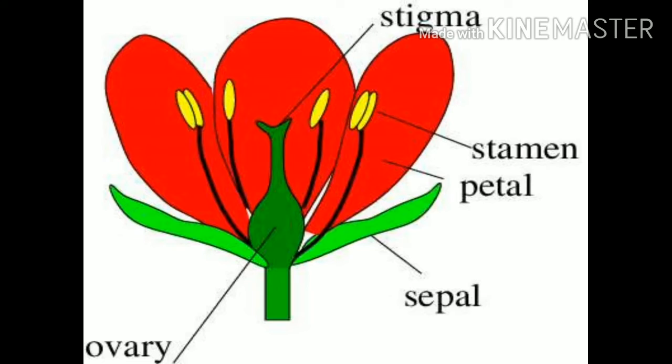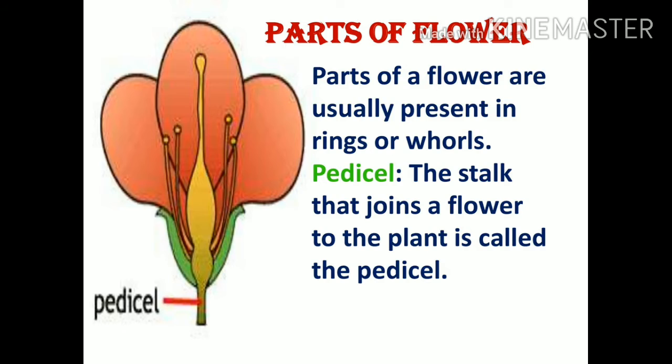Here in this picture you can see different parts of a flower like sepal, petal, stamen, stigma and ovary. Let's discuss each part. Parts of a flower are usually present in rings or whorls. First part is the pedicel. The stalk that joins the flower to the plant is called the pedicel.